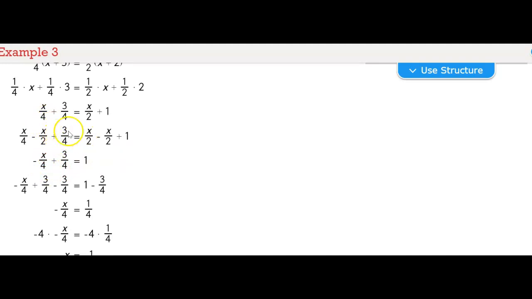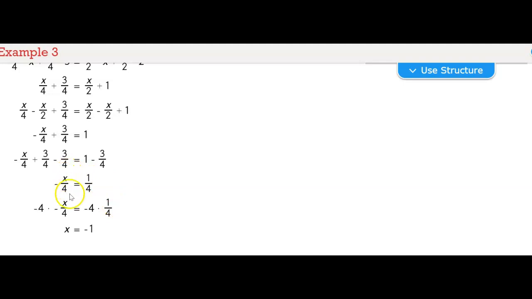take the x over 2 and we're going to bring it over to the other side. So we have negative or minus x over 2. We brought it over. And now it's going to equal x over 4. And then we have our 3/4 that we're going to bring over to this side. So we're going to subtract 3/4 on both sides. And now we have 1 minus 3/4 on this side, and that's going to equal 1/4. So now we have negative x over 4 on this side equals 1/4.